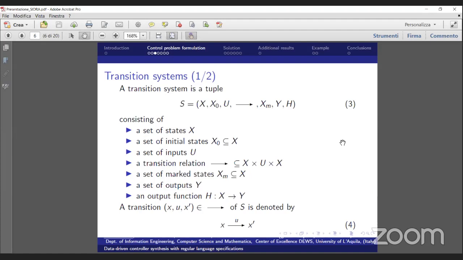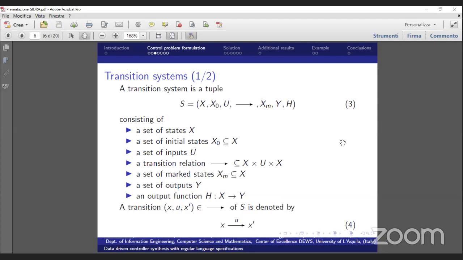For later purposes, I'm also going to recall the notion of a transition system, described in equation three, where X is the set of states, X0 is the set of initial states, U is the set of input labels or inputs, the arrow represents the transition relation, X sub m is the set of marked states, Y is the set of outputs, and H is the output function. We use also a standard notation to describe a transition of my transition system, as in equation four, meaning that starting from x, by applying label u, I jump to state x prime.